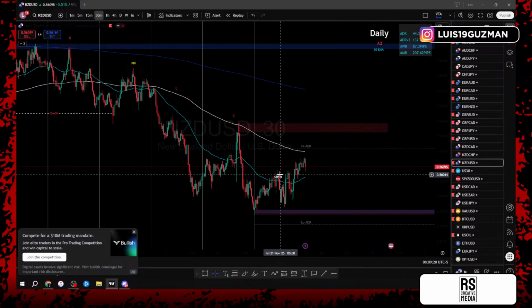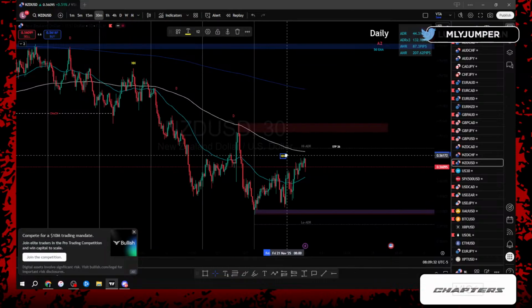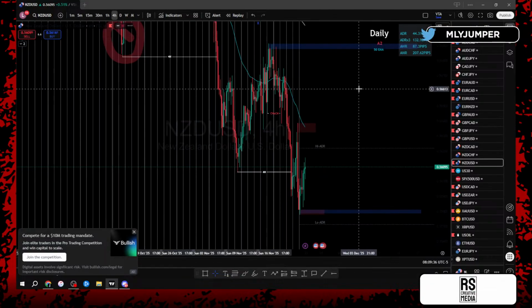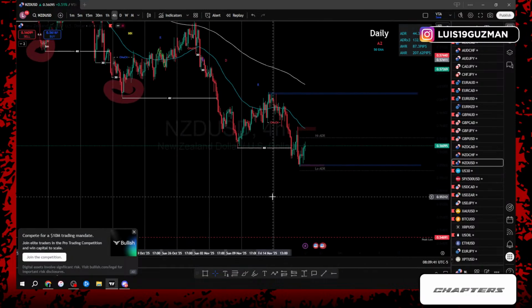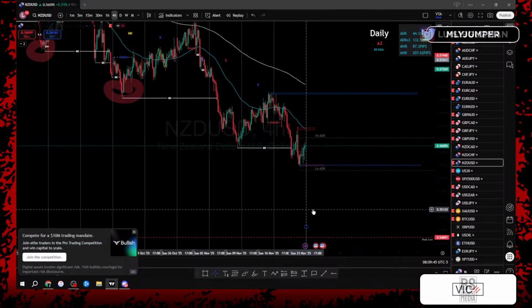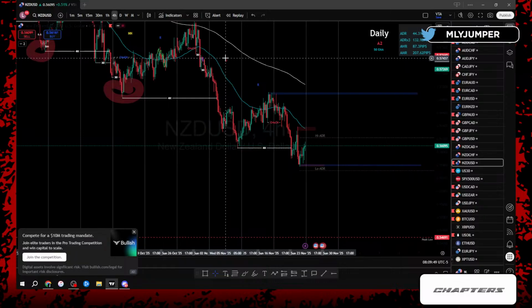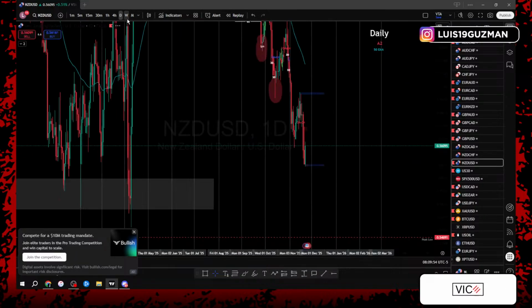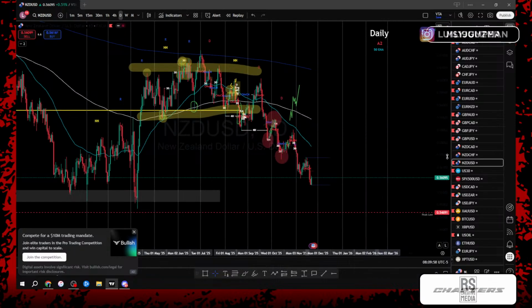NZD USD still making lower lows and lower highs. Have a day of rise here. On the 4-hour time frame, we are trading at a lower low. And on the daily, we can see that we're trading at the lower low.